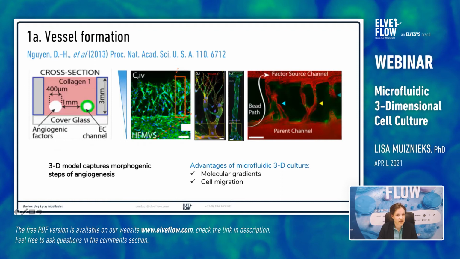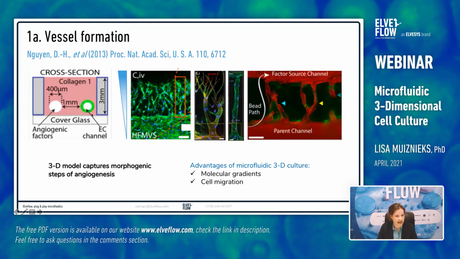The first study used 3D culture to investigate angiogenesis, or the formation of new vessels from existing vessels. This work is from the lab of Christopher Chen at the University of Pennsylvania. The researchers created a chip with two parallel channels, 1 millimeter apart, running through a collagen hydrogel. Endothelial cells were added to one channel and cultured to form a confluent layer, mimicking a vessel wall, shown schematically in green here, and stained in green in this image.